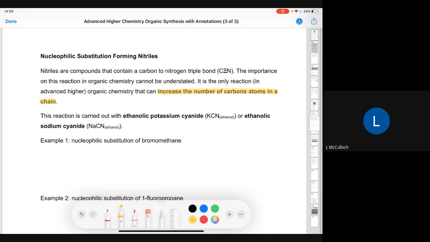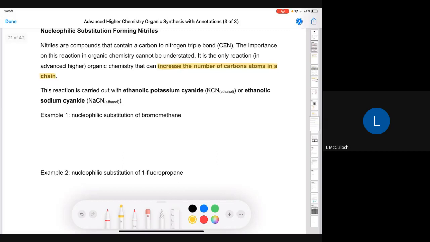So if you're starting with 1-fluoropropane and you want to end up with butanol, then it has to go through this, because that's the only way you can increase the number of carbon atoms in your longest chain. So it's quite distinctive if you remember that fact. So this reaction is carried out with ethanolic potassium cyanide, which is KCN dissolved in ethanol, or ethanolic sodium cyanide. And our nucleophile in these reactions is going to be the cyanide, because cyanide is a negatively charged ion, so that's going to be our nucleophile.